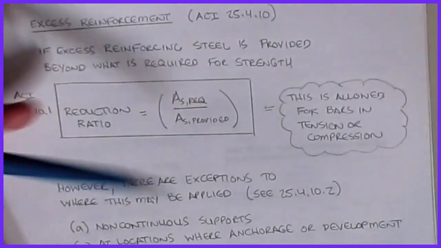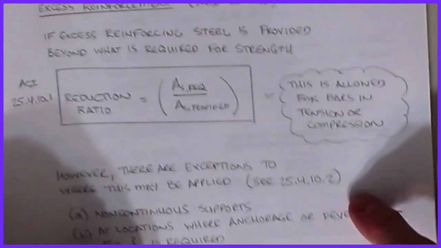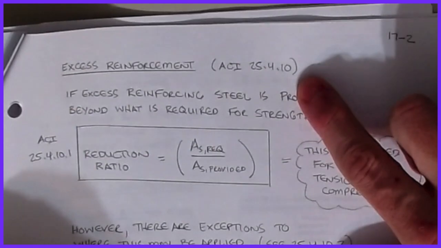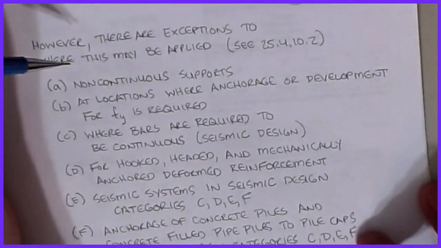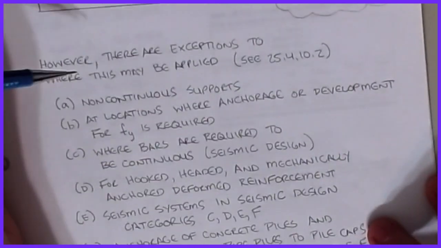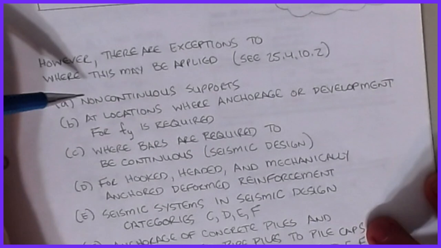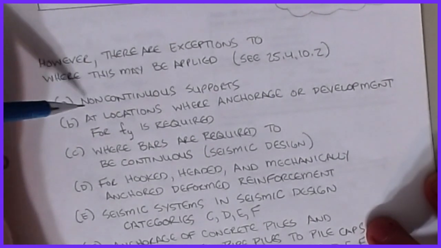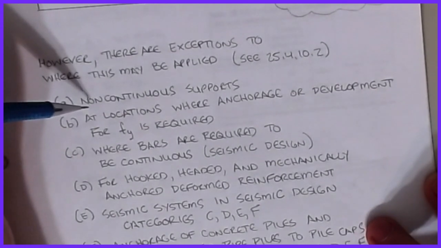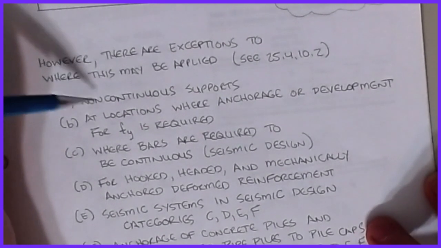But there are some exceptions to this rule that you have to be aware of before you start playing with this provision. This provision is located in 25.4.10. Some of the subsections give you some things here. The first one is any non-continuous support. This would be a simple end, or a case where I have to terminate a bar at the end of a beam. That's what they're talking about here, because obviously they don't want you reducing that too much.